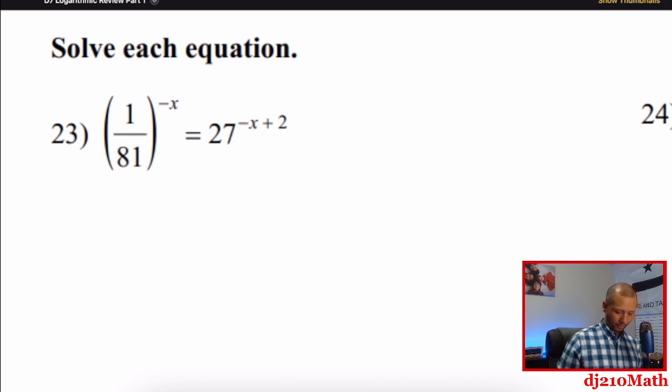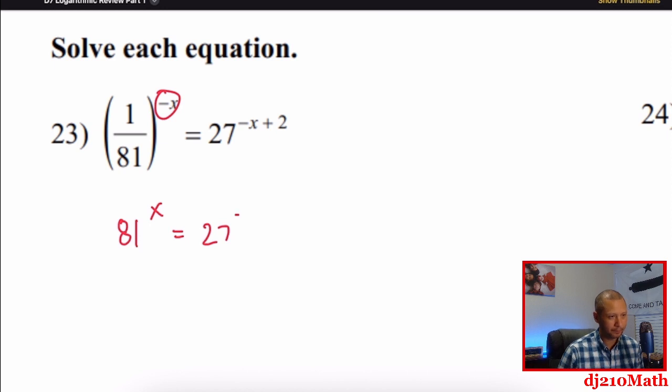If you have a log and just another log, which you'll see here in a second. All right. So I'm going to start working this thing. On the left-hand side, this negative x, I can rewrite this as 81 to the x, right? If you make it positive, it brings the denominator up. And this is equal to 27 to the negative x plus 2 in the exponent.